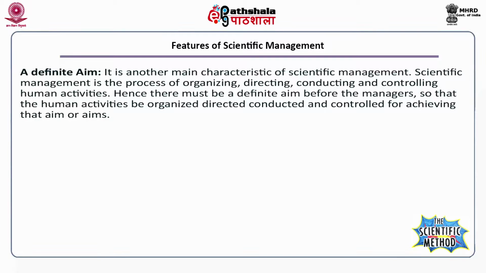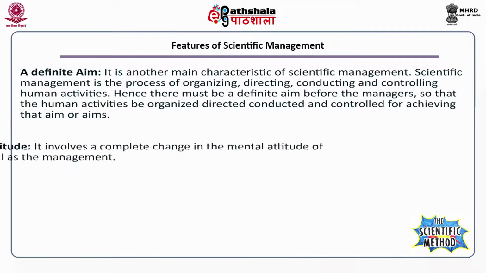A definite aim. It is another main characteristic of scientific management. Scientific management is the process of organizing, directing, conducting and controlling human activities. Hence, there must be a definite aim before the managers so that the human activities can be organized, directed, conducted and controlled for achieving that aim or aims.